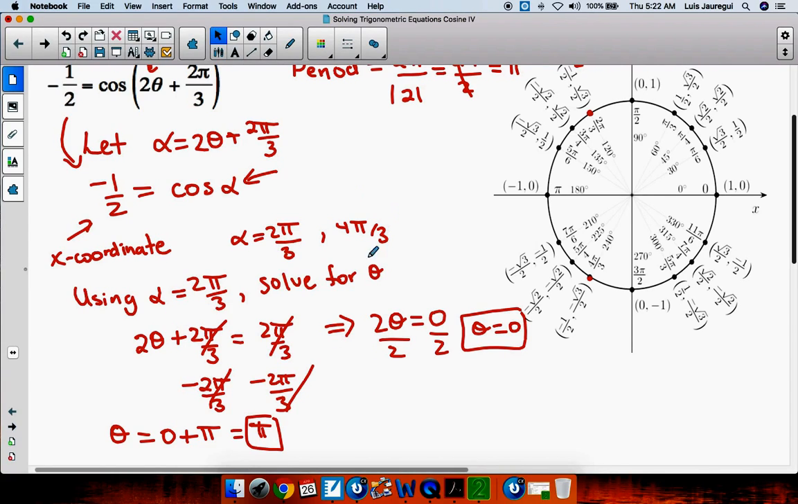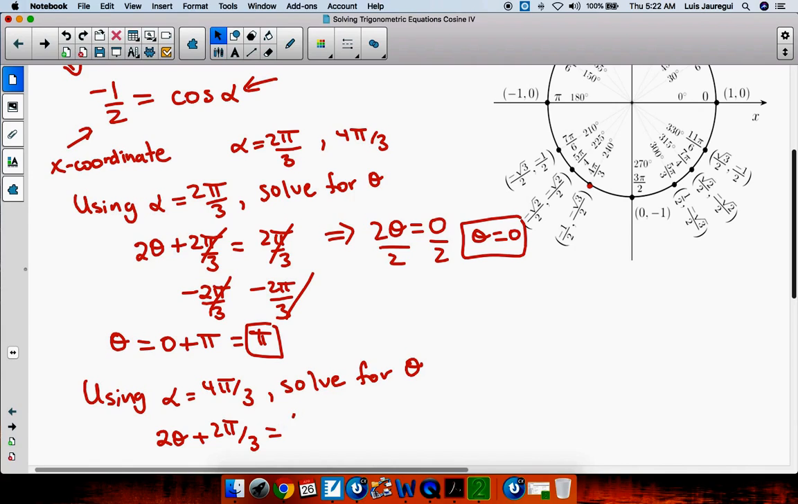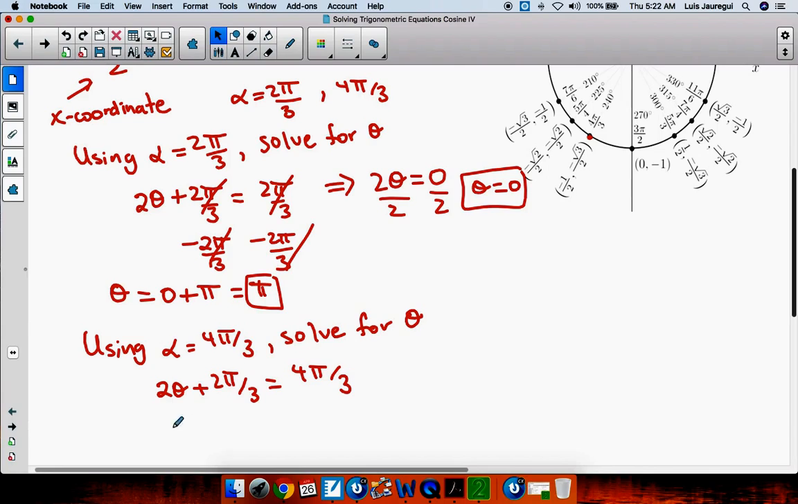So let's take the second value of 4 pi over 3 for alpha, and let's solve for theta. Using alpha equal to 4 pi over 3, solve for theta. Recall again that alpha in terms of theta is the following: we have 2 theta plus 2 pi over 3 is equal to 4 pi over 3. Now to get theta by itself, let's subtract the 2 pi over 3 from both sides of the equation.